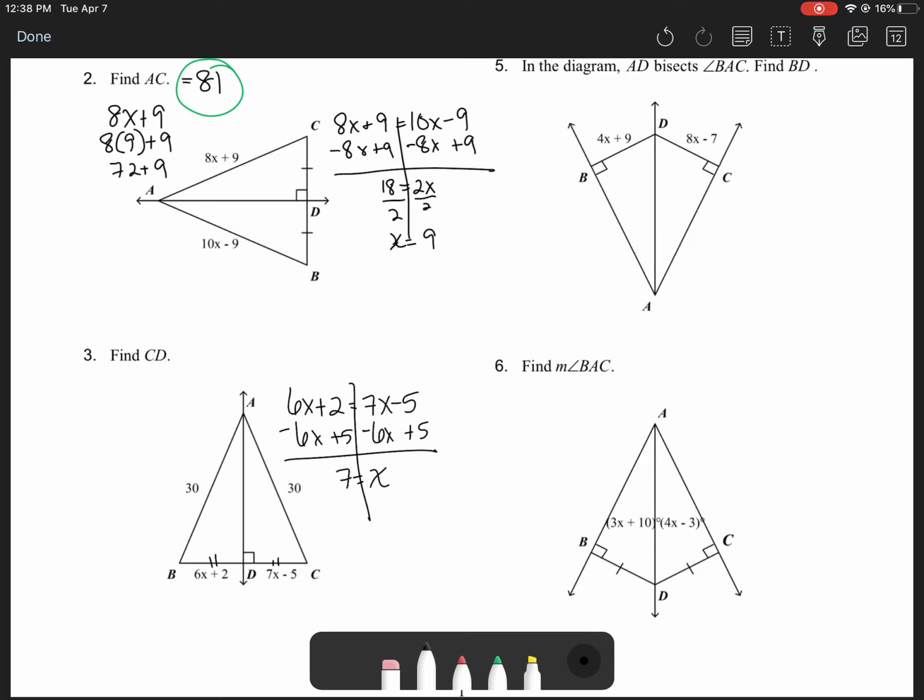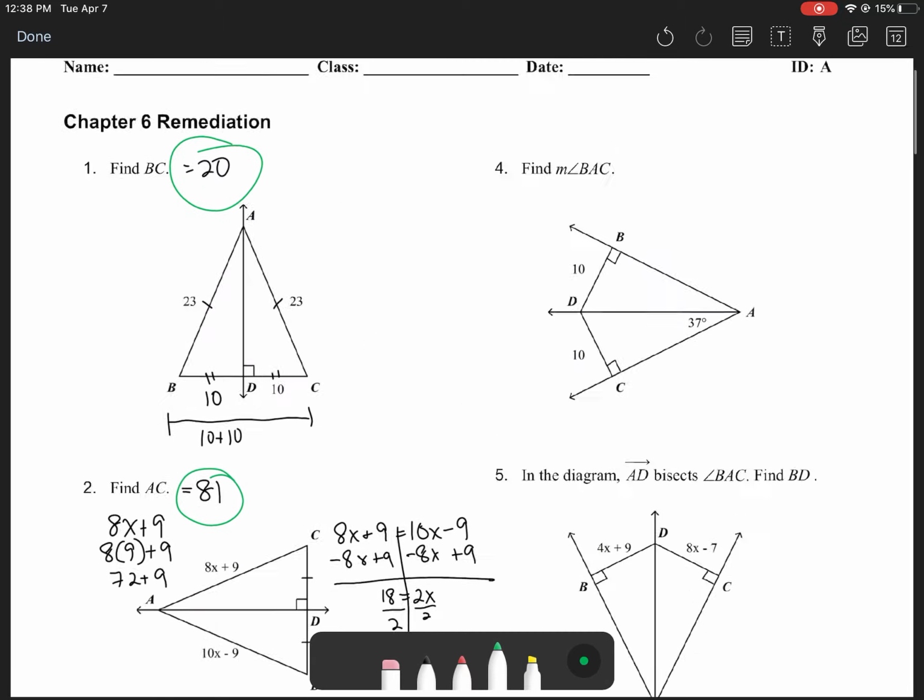So what I do need to do is plug it back in. It asked me to find CD. So I'm going to do 7 times x, my x is 7, minus 5. 7 times 7 is 49. Minus 5, which is not 42, it's 44. Sorry, simple math mistake on that one. It is 44. So CD is 44.